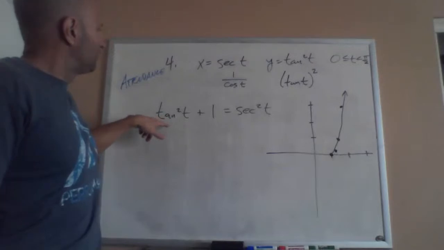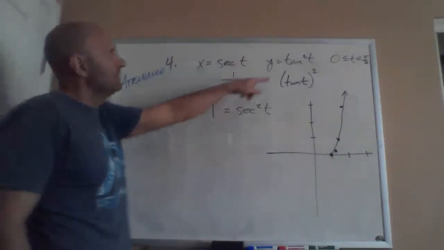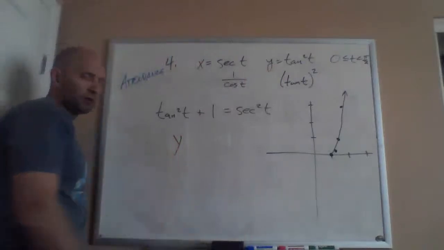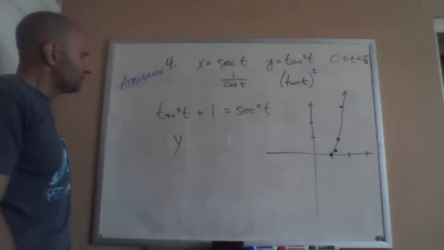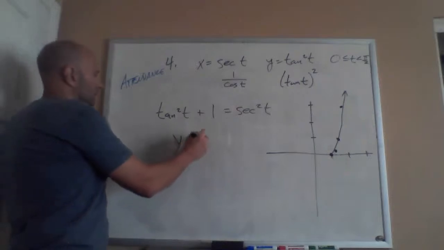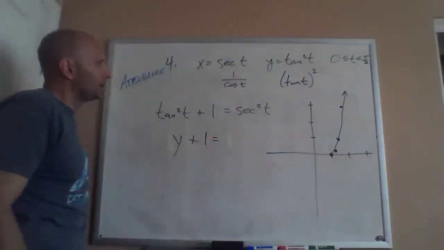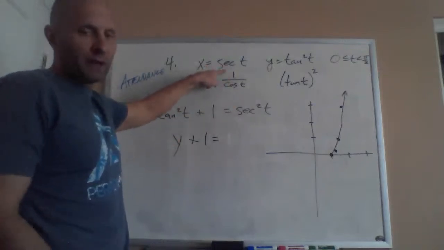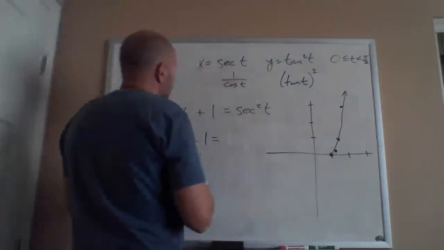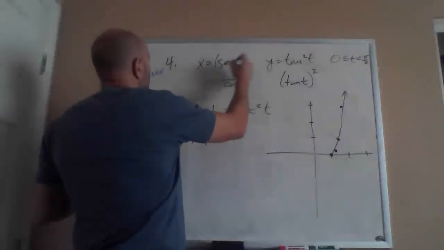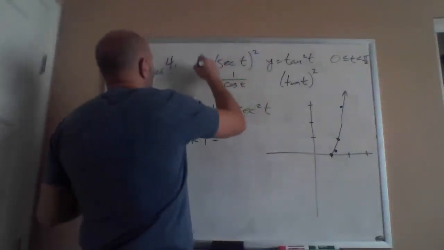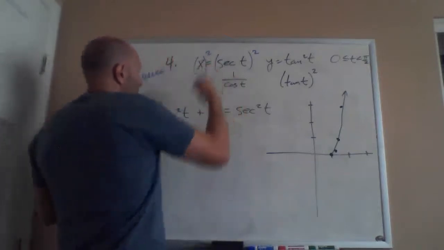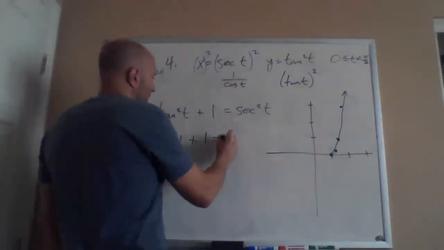It's okay. So do I have tangent t? Yes, I do. Tangent of t is just equal to y. So I'm just going to plug a y into my equation here. And plus 1 equals what? Well, do I have secant squared? No, I don't, but how can I get it? Well, I can get it by just squaring both sides again. So secant squared is just x squared.